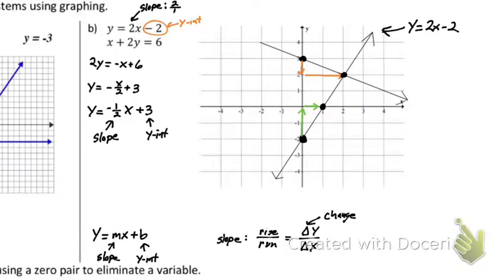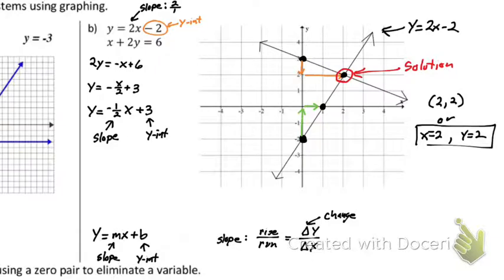Connect those lines. And we look at where do they overlap? Well, they overlap at this point right here. That is our solution. So the answer to this one is either going to be 2, 2, or we're just going to put x equals 2, comma y equals 2. However you want to answer that.